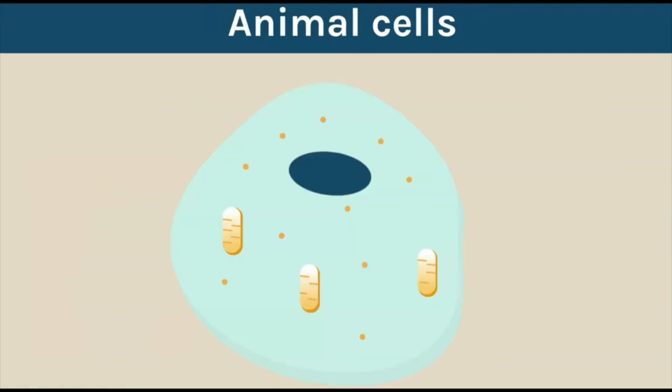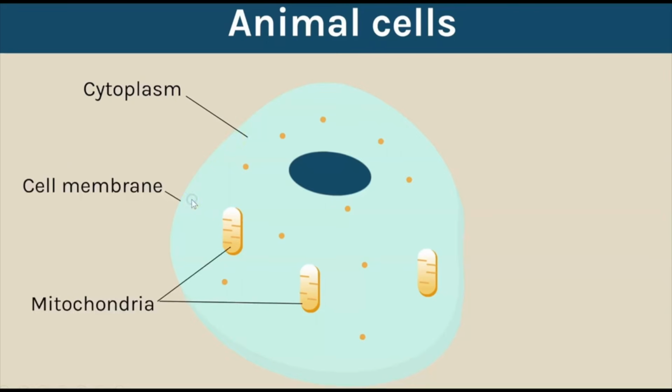Now we're going to go into more detail on the different structures and what their functions are, in the animal cells and the plant cells. So let's start with an animal cell. We said they have cytoplasm, cell membrane, but they also have mitochondria. They have a nucleus, which we said contains the genetic information, and they have ribosomes. And we're going to go through the function of these a little bit later in the video.